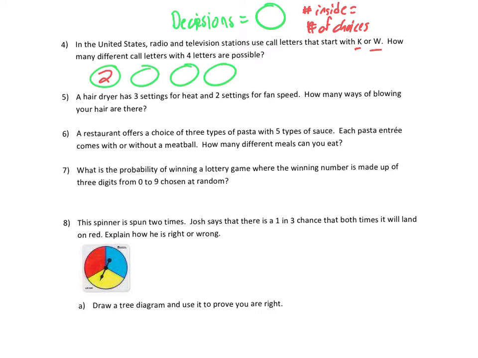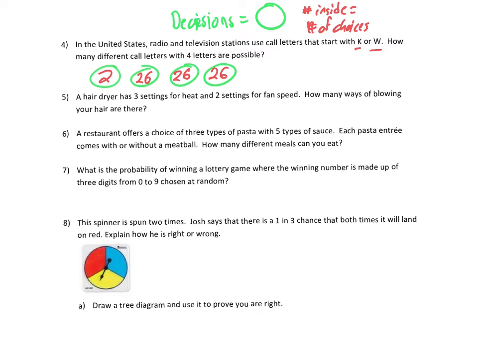Now, only the first letter was restricted to be K or W. The other ones could be any letter whatsoever. So within this circle, how many choices are there? Well, it's the number of letters in the English alphabet, which is actually 26. All right, that is a good number. We're going to use that one a lot, so make sure that you memorize that. So we've got 26, and then the other one also has 26 because there's 26 letters to choose from, and 26 letters again.